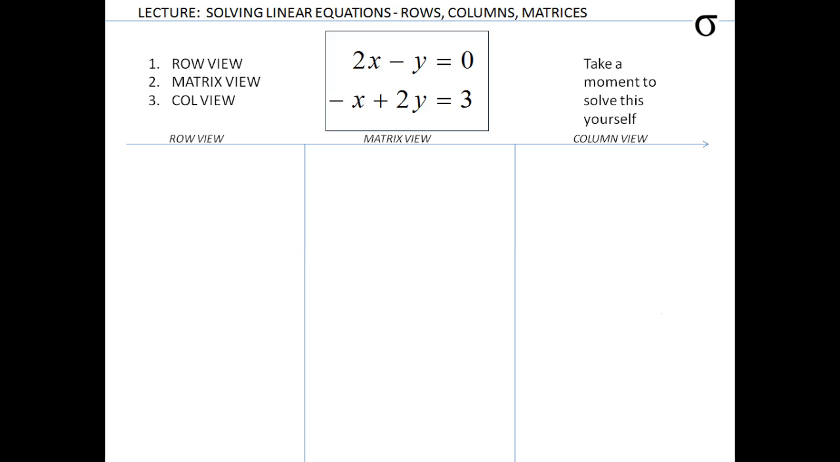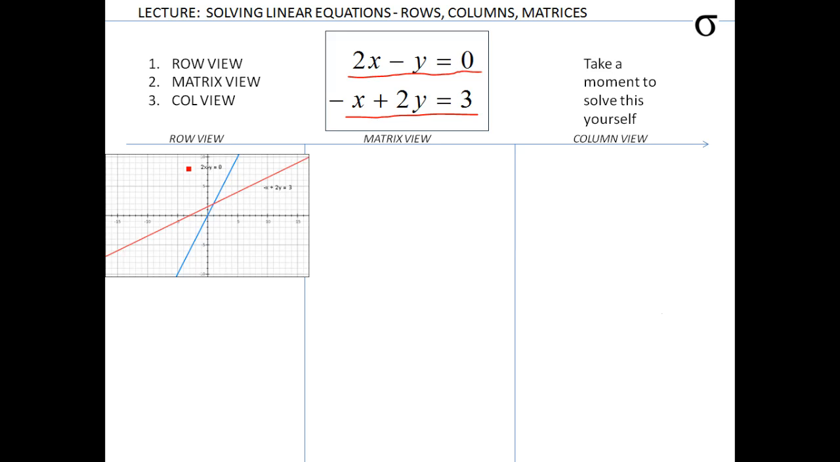So let's start with the row view. In the row view, what you are essentially doing is you look at the equations 2x minus y equal to 0 and minus x plus 2y equal to 3 independently of each other, and then you plot them on the Cartesian coordinate system. And once you plot it, if the system of equations has a solution, those lines will converge, and the point of convergence would be your solution.